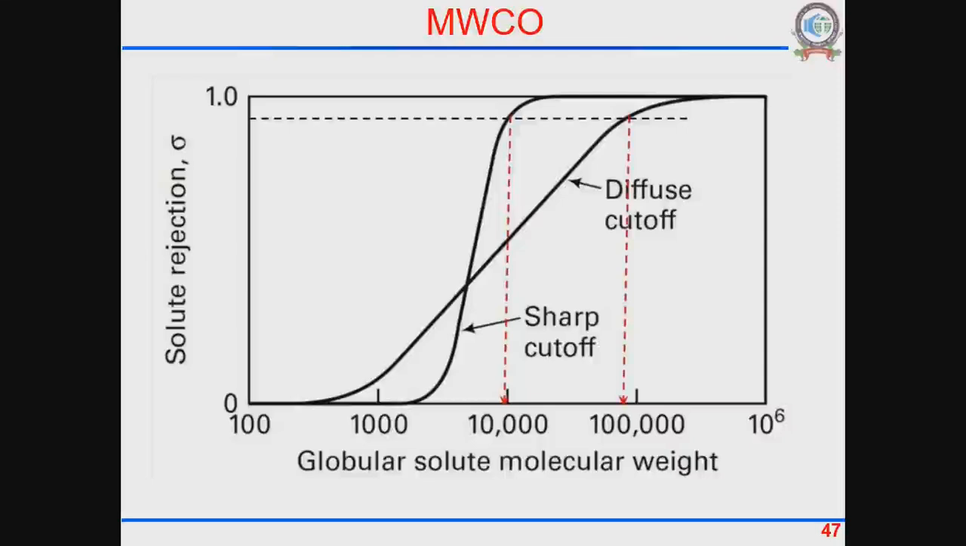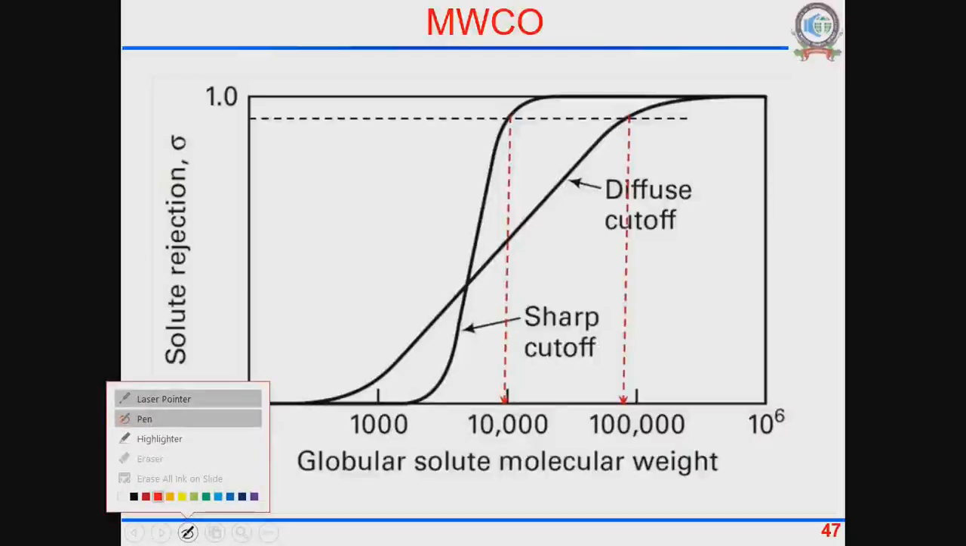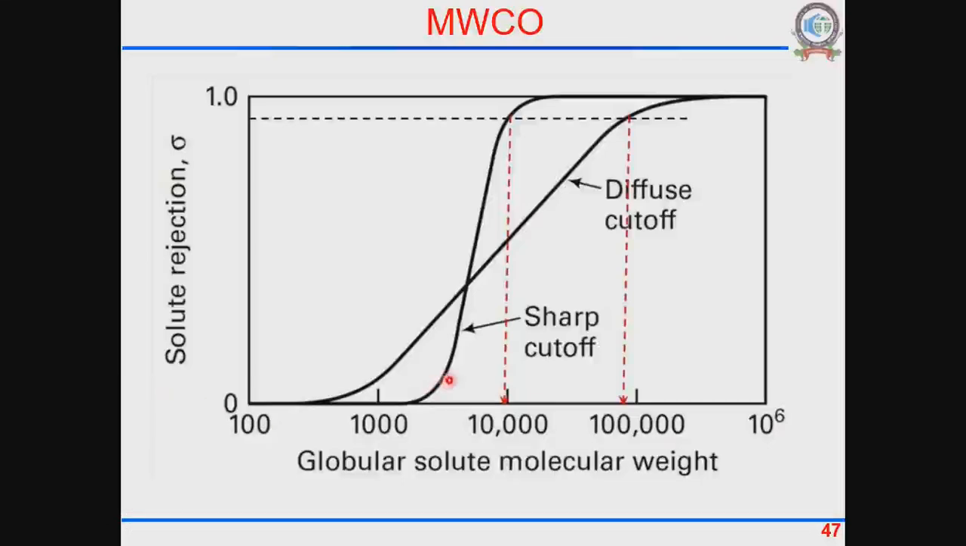So sometimes this molecular weight cutoff can be very, very sharp. You see this particular membrane versus this particular membrane. This particular membrane of course has a molecular weight cutoff larger than the other, but this one is very sharp. The rejection versus the molecular weight curve is very sharp, whereas for this one the curve is very gradual. So this is called a diffuse cutoff membrane, and this is called a sharp cutoff membrane.